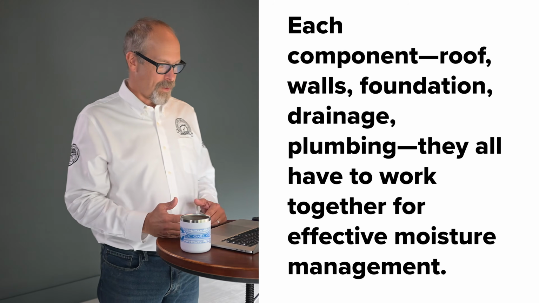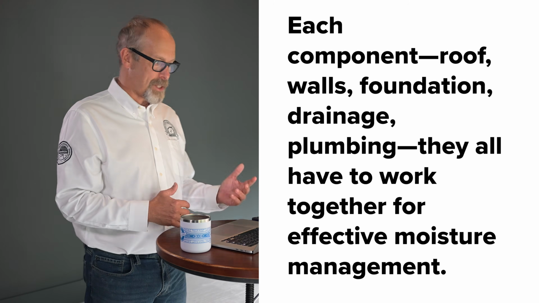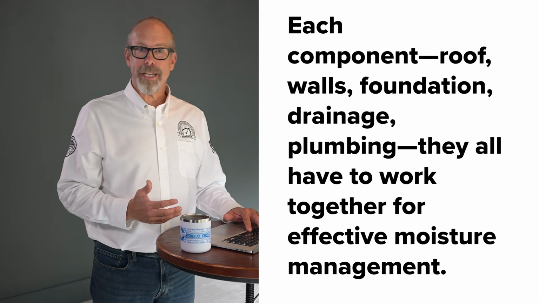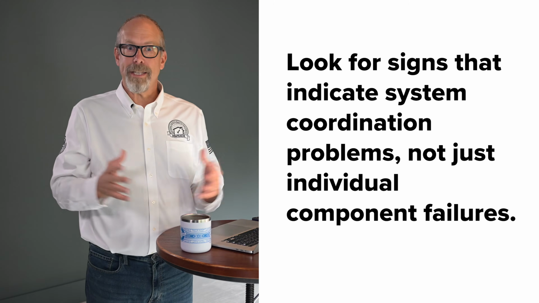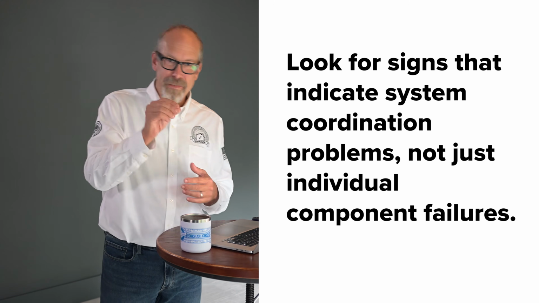Each component, roof, walls, foundation, drainage, plumbing, all have to work together for effective moisture management. So during your home inspections, you want to think systematically about how each component affects overall moisture control. Look for signs that indicate system coordination problems, not just individual component failures. Your comprehensive understanding helps clients prioritize repairs and prevent cascading moisture problems.